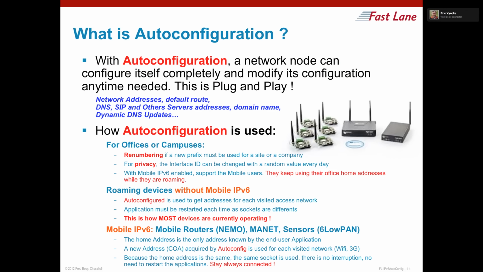So autoconfiguration, again, is not only for the configuration at startup. If, for instance, you need to renumber because you got a new prefix and the whole building must change its address, or if for security you must change your address every day, this is also what we call autoconfiguration. And also for device roaming, we will see that with mobile IPv6, you can keep your configuration all the time and stay always connected.